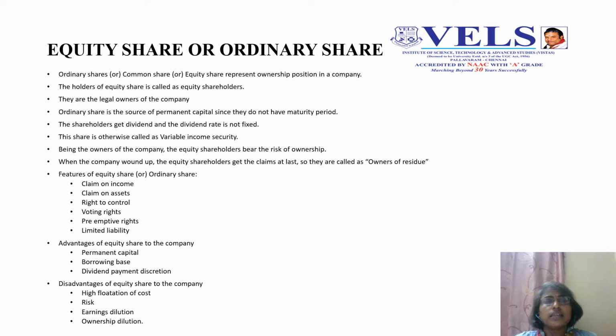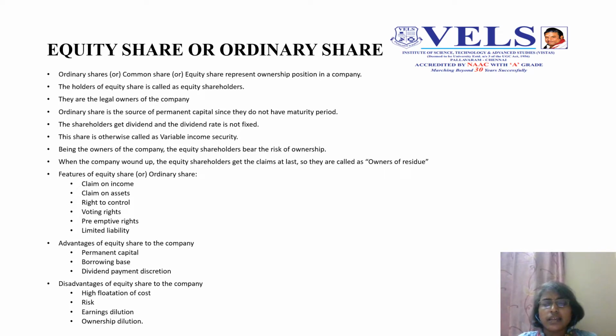The next features are that they have the right to control, they have the voting rights, and they have limited liability. And what are the advantages? This equity share is a permanent source of fund for the company. Once someone invests in the IPO in the form of equity shares, even if that shareholder sells and goes away, others will buy. So it's a permanent source of fund for the company till the company buys back the shares in the form of a share buyback.